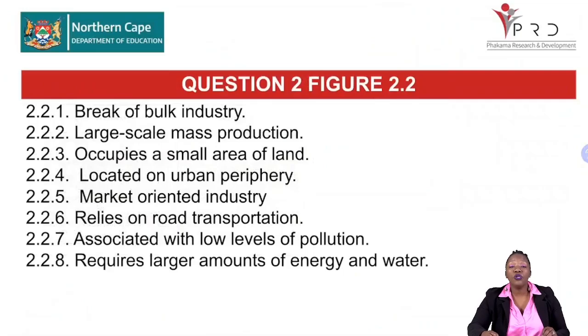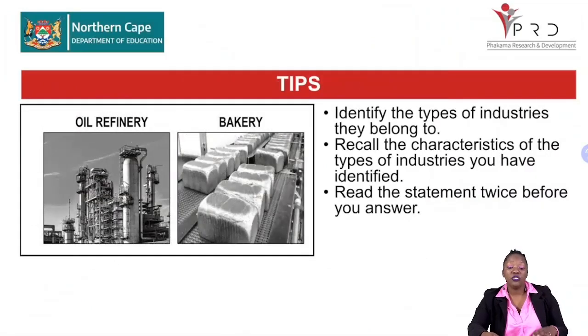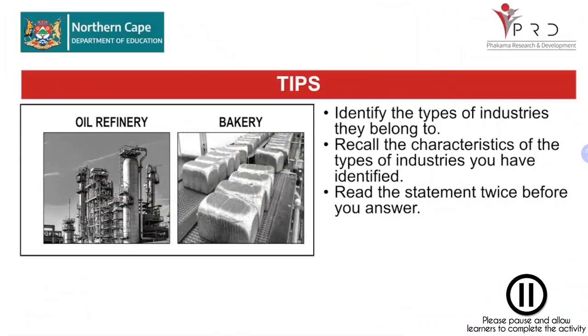So again, I'm going to give you the opportunity to go through the diagram so that you remind yourself the type of industry oil refinery is, as well as the bakery. You remind yourself about the characteristics so that you can be able to answer those questions. So just 3 minutes to go through these industries by their names as well as their characteristics. And then after, you will be ready to answer the questions.